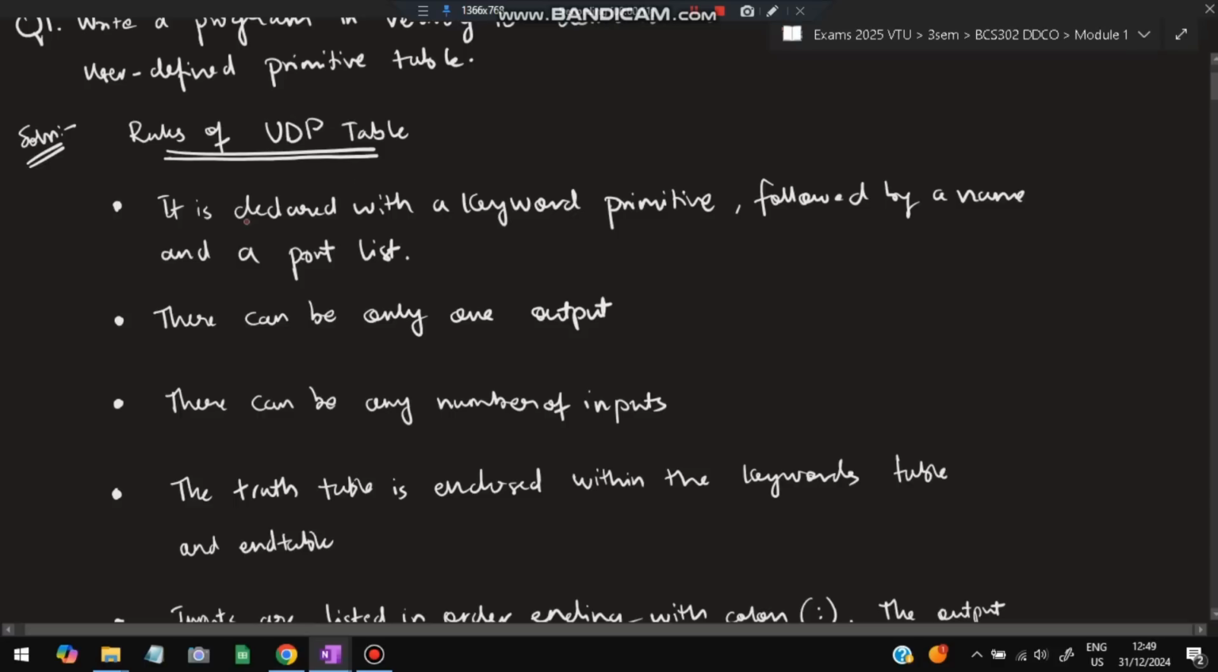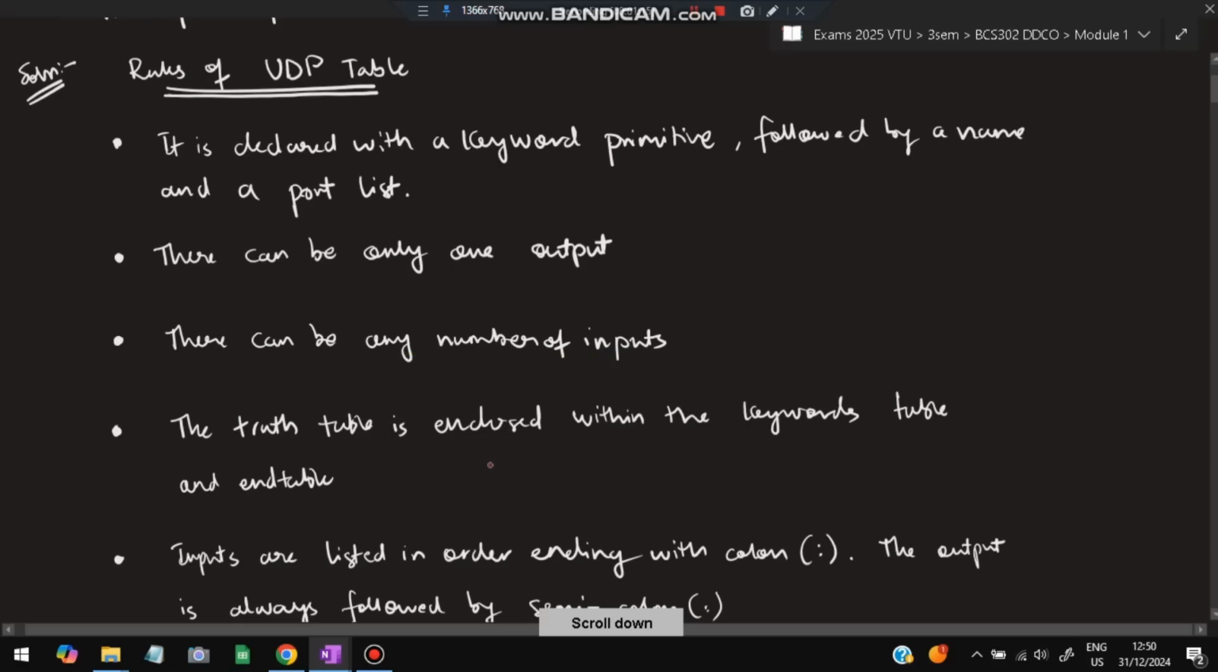The UDP is declared with the keyword primitive followed by a name and a port list. First we have the word primitive, then a name, and then a port list. I will show an example so you get it clearly, but for now let's go through the rules. There can be only one output. There can be any number of inputs.